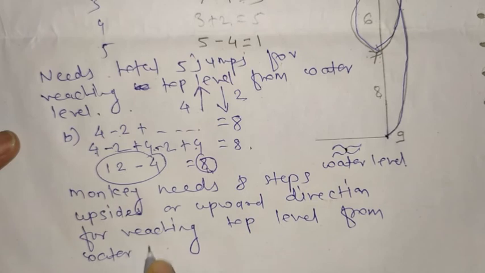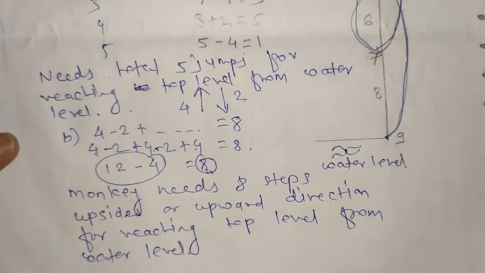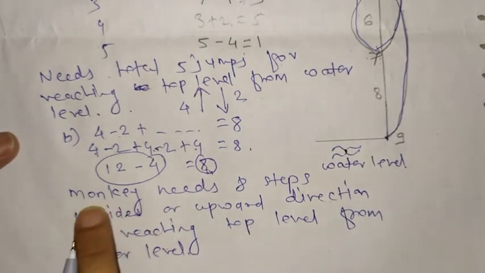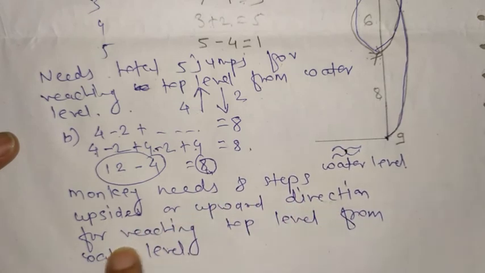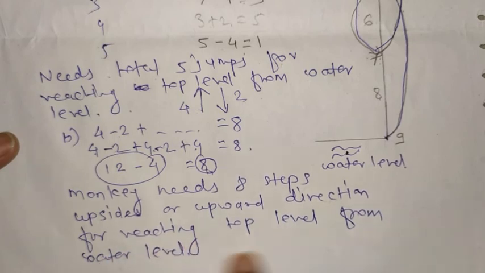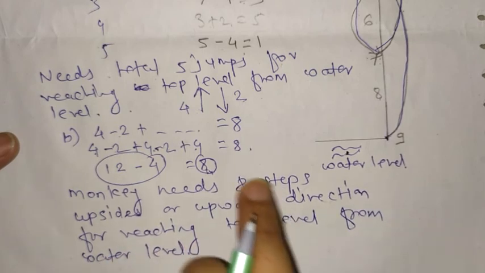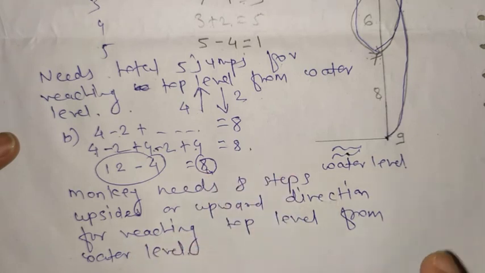water level. You can write any statement according to you, but it should be meaningful. The monkey needs a total of 8 steps in upward direction, up to this one also you can write, for reaching top level from water level. So this is basically the meaning of 8. 8 means upside and -8 means downside. That thing you should keep in mind.